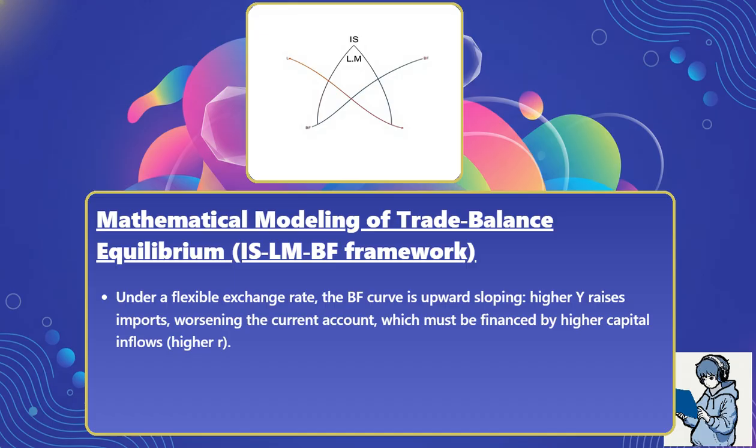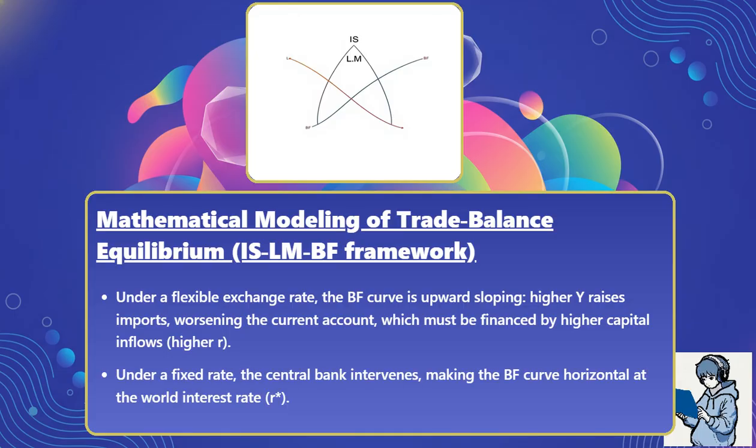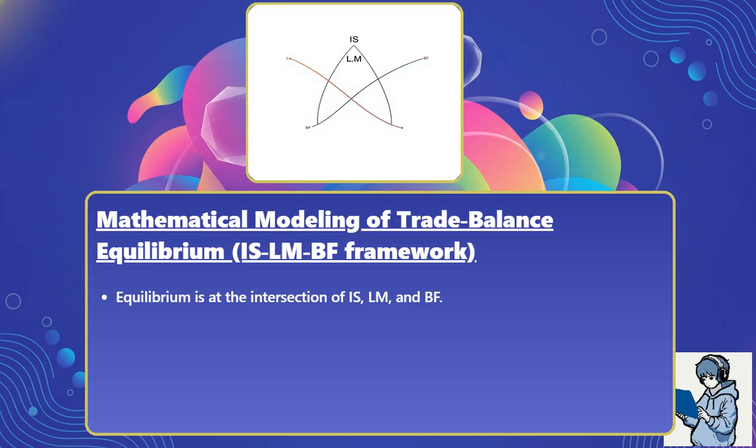Higher Y raises imports, worsening the current account, which must be financed by higher capital inflows, higher R. Under a fixed rate, the central bank intervenes, making the BF curve horizontal at the world interest rate, R star. Equilibrium is at the intersection of IS, LM, and BF. Changes in policy shift these curves.